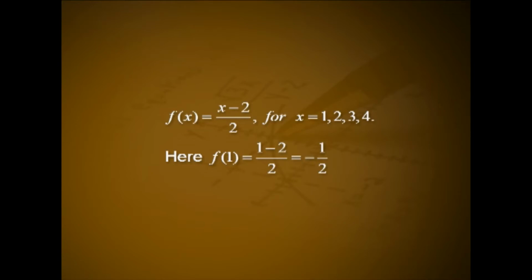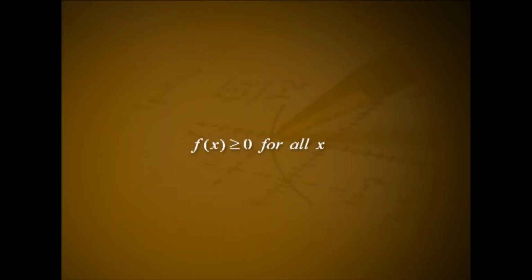1, 2, 3, 4. Here f of 1 equal to (1 minus 2) by 2, that is equal to minus 1 by 2, which is not acceptable, because by the property of probability mass function, f of x is greater than or equal to 0 for all x. So, the given function is not a probability mass function.